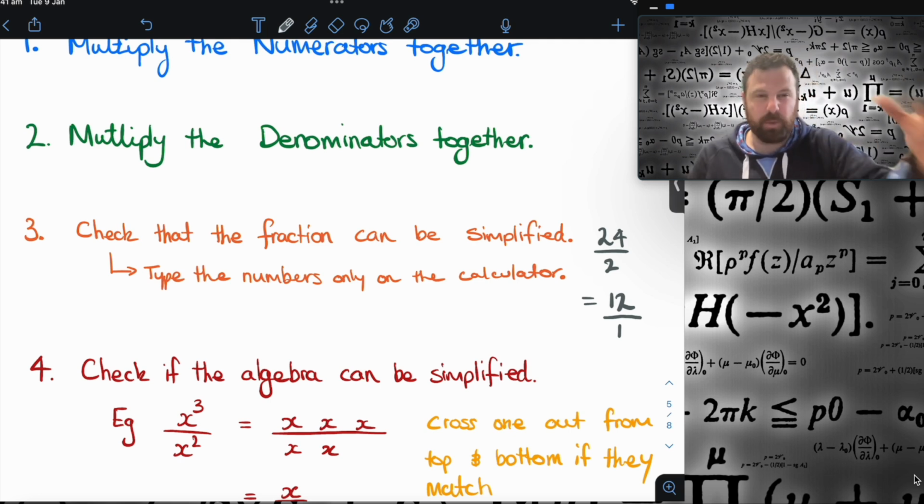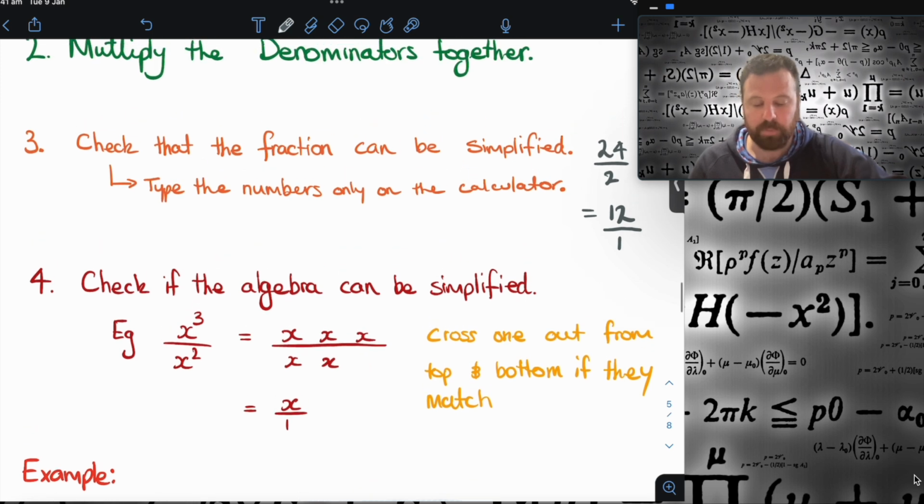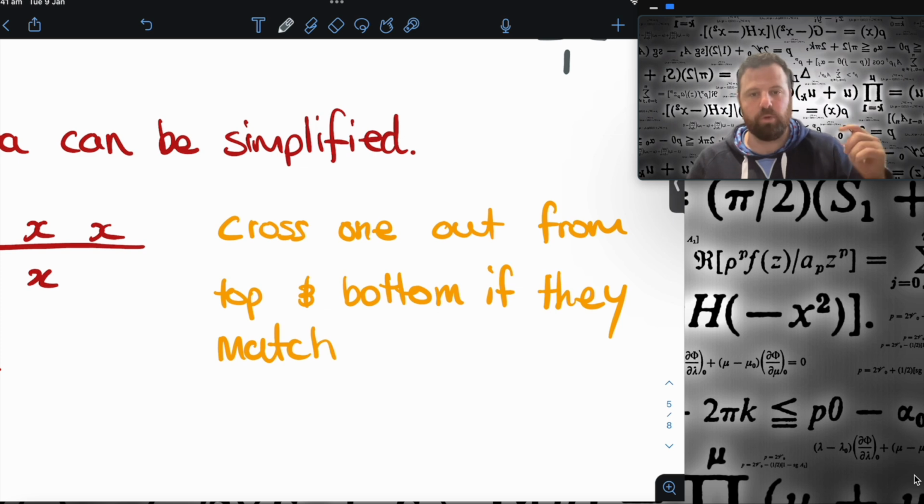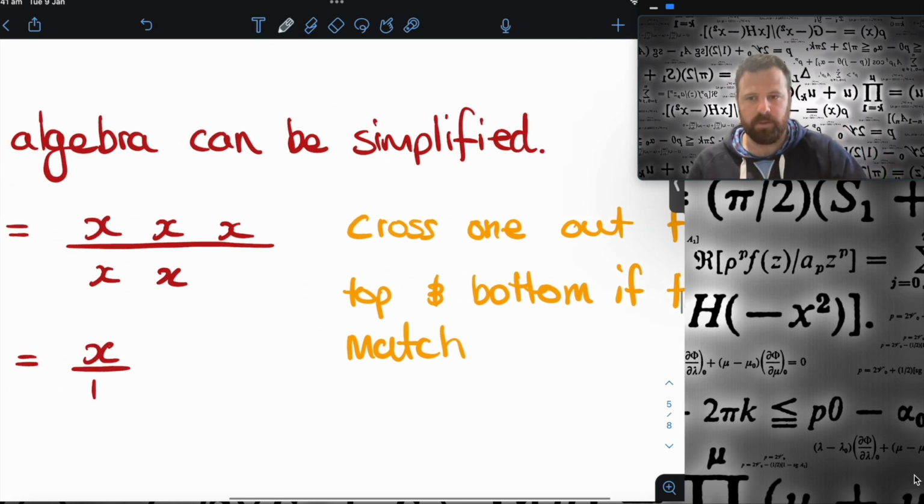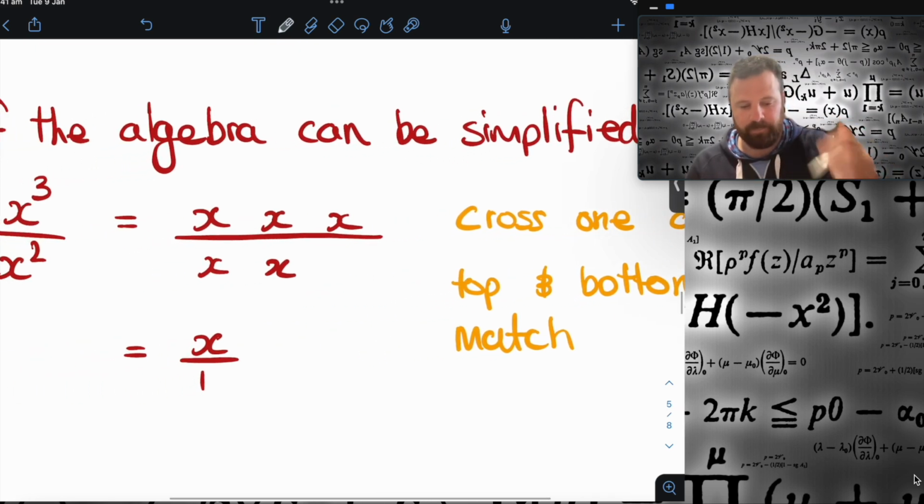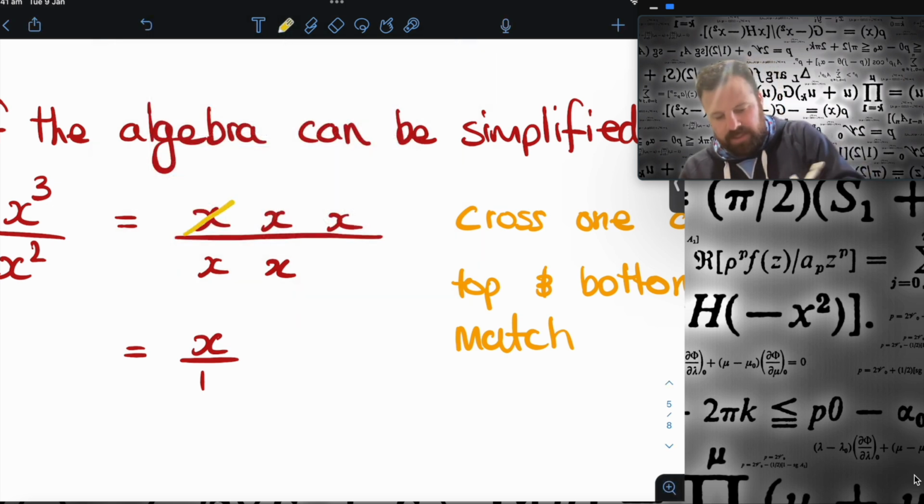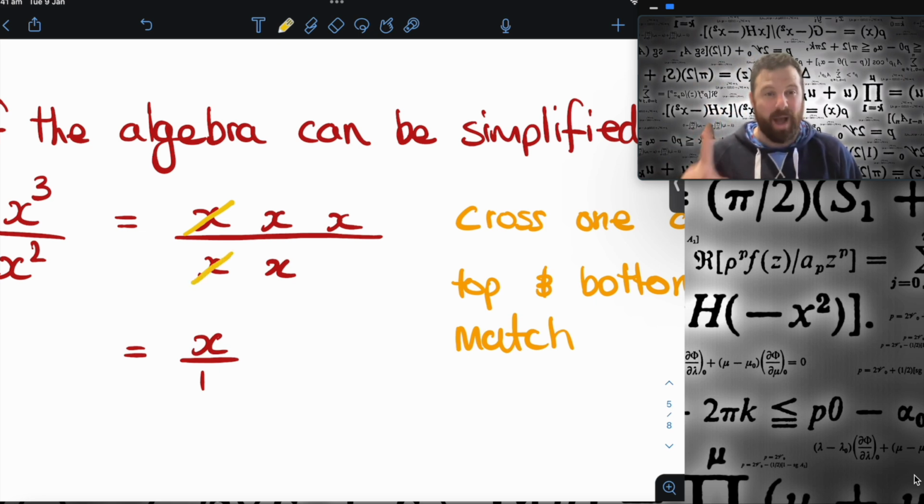Moving on. Once we've simplified the numbers on our calculators and we've checked for those invisible ones, we're going to check if the algebra can simplify. What I mean by check if the algebra can be simplified is cross one out from the top and the bottom if they match. Just one. So I'm coming over to this expression, and this x in the top matches this x in the bottom. So I've crossed out one pair from top and bottom.